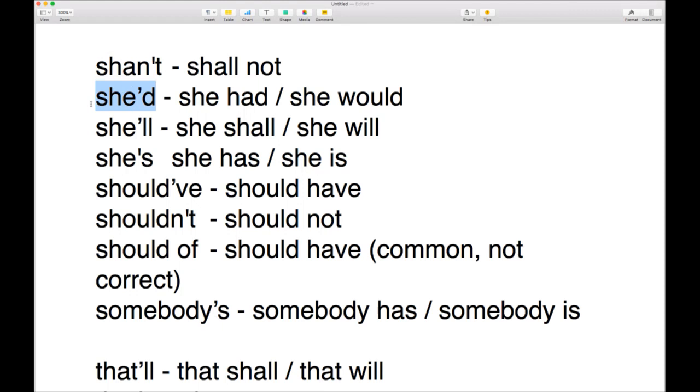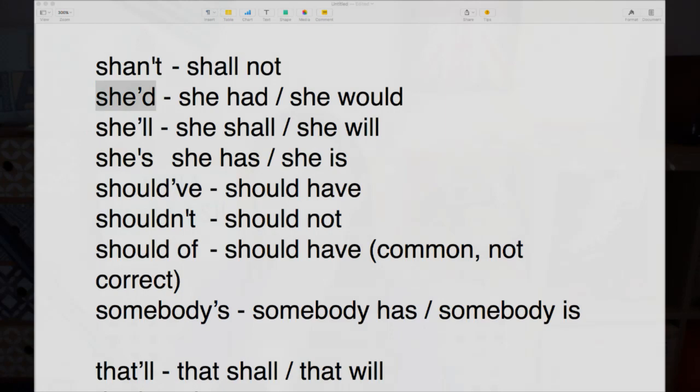Okay, so the next one, very common, it is she'd. She'd, short for she had or she would. Very, very common. She'd go to the competition next week if you let her. She would go to the competition next week if you let her. She'd go. Just make sure that you get that nice E before you hit the D. She'd go if you let her.